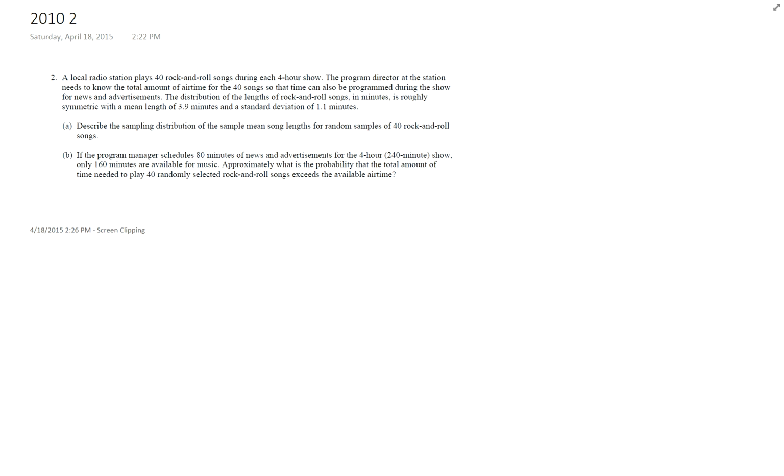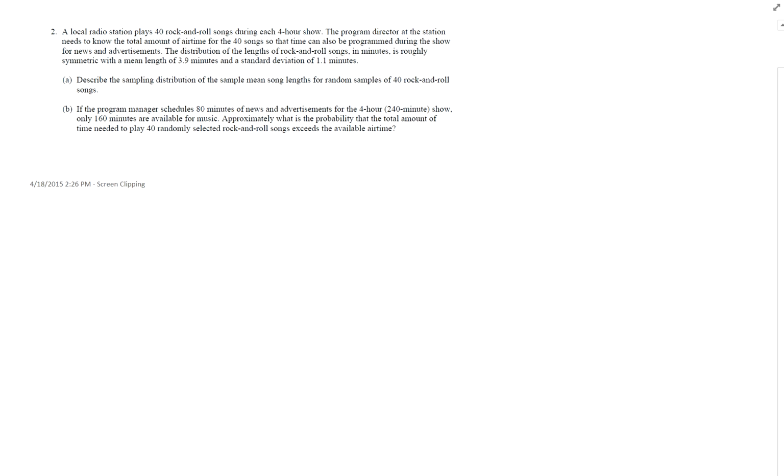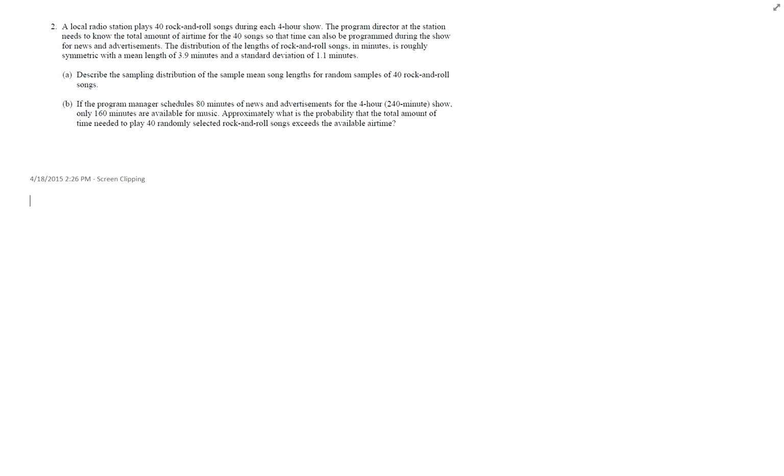Okay, 2010 number 2. A radio station plays 40 rock and roll songs during each 4-hour show. Rock and roll, you know, that good music. The program director at a station needs to know the total amount of airtime for the 40 songs so that time can be programmed during the show for news and advertisements.